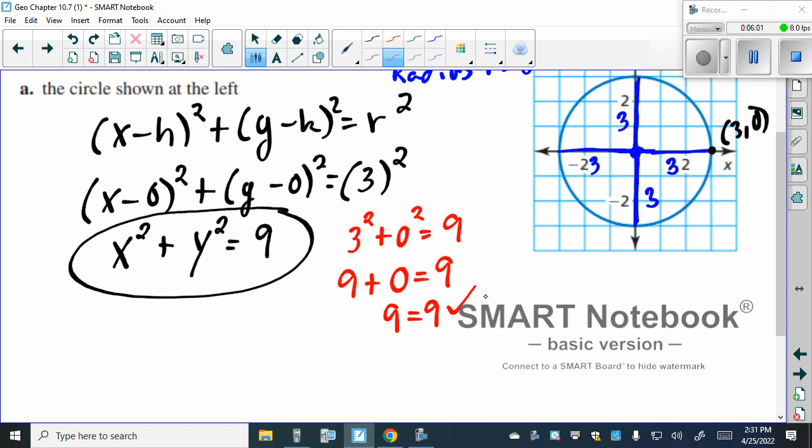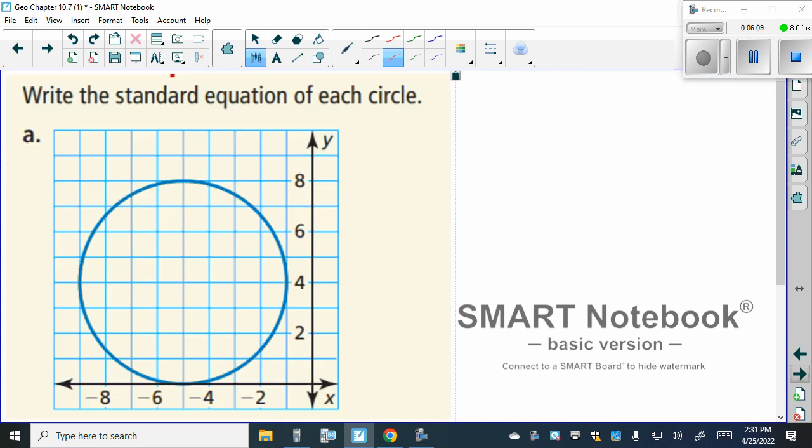So will it always be x squared plus y squared equals a number? Or will we have some values in there for h and k? Yes. So this one here will be a case where we have more than just x squared and y squared. It will be x squared plus y squared if the center of the circle is at the origin, at that 0, 0. Here, the circle's where?